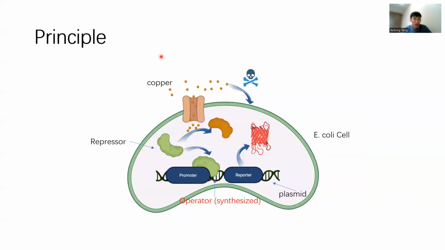The principle is that now we have an E. coli that has already been transformed. That means it already has the transformed plasmid. When the copper goes into the cell, it will deactivate the repressor combining with this operator, which is synthesized by machine. So the reporter gene, which is the fluorescence gene, will be expressed, showing the fluorescence. Therefore, we can use the level of fluorescence to indicate the level of copper.